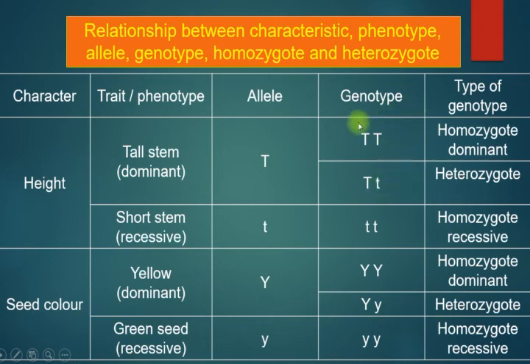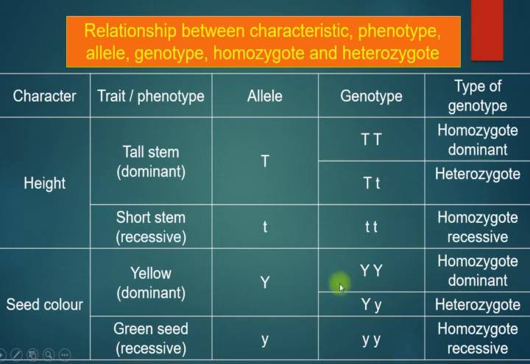So the type of genotype here, big T, big T, is homozygote dominant, whereas big T, small t is heterozygote. Why heterozygote? Because they have two different alleles at the same locus. Here is homozygote because they have two identical alleles, which is big T, and they are dominant. Next, this refers to the genotype for the short trait, which is small t, small t. So this is homozygote recessive.